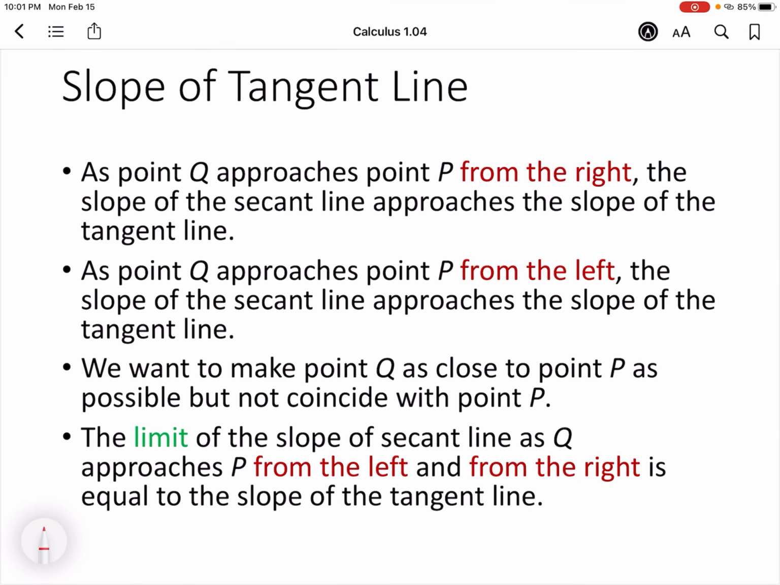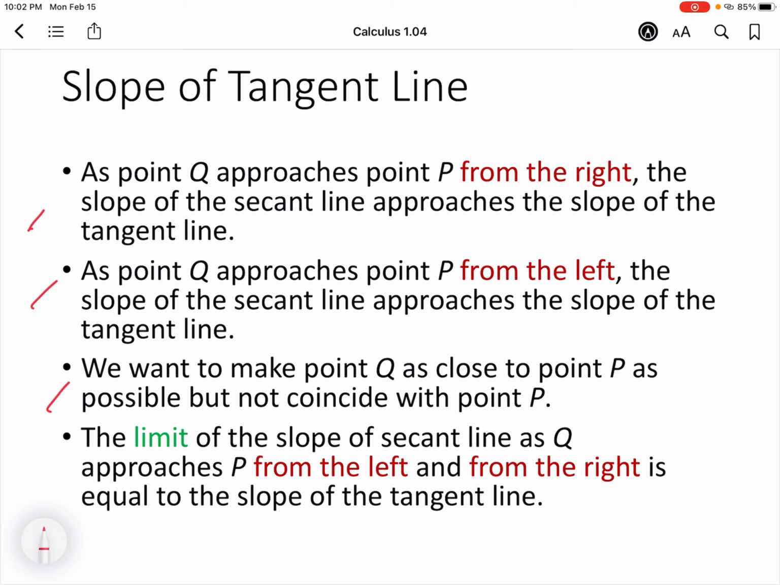Una, as Q approaches P from the right, the slope of the secant line approaches the slope of the tangent line. No? Tapos as Q approaches point P from the left, the slope of the secant line also approaches the slope of the tangent line. We want to make point Q as close to point P as possible, but not coincide with point P. No? Kasi pag nagpatong sila, again, magiging isang point lang siya. At balik tayo dun sa unang problem na hindi natin makukuha yung slope kasi isang point lang.